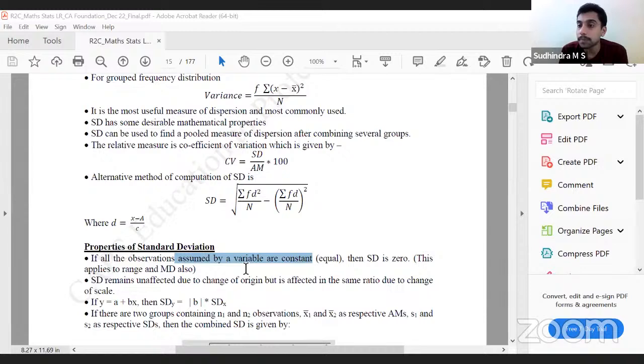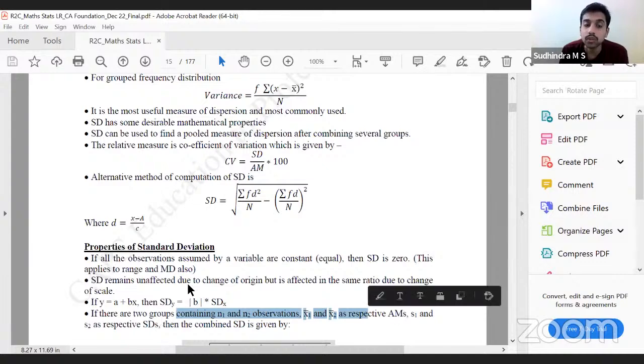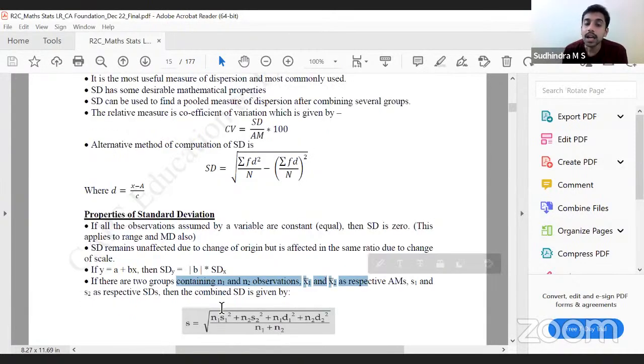Therefore, if y is equal to a plus b into x, standard deviation of y is modulus of b into standard deviation of x. If there are two groups containing n1 and n2 observations, x1 bar and x2 bar are the arithmetic means, s1 and s2 are the standard deviations, we get combined standard deviation using this: square root of n1 s1 square plus n2 s2 square plus n1 d1 square plus n2 d2 square divided by n1 plus n2.